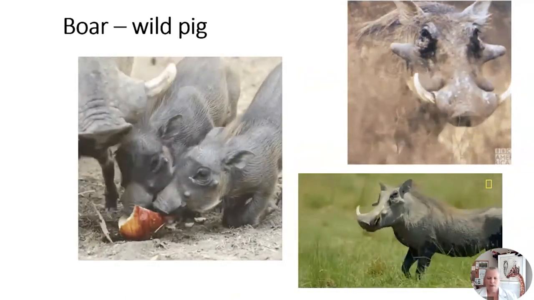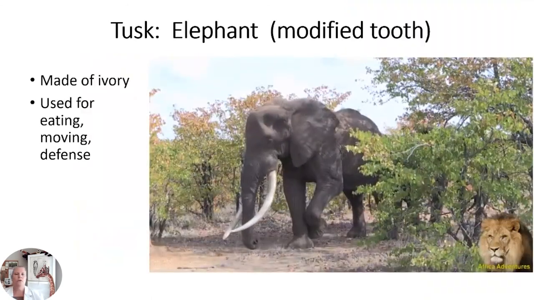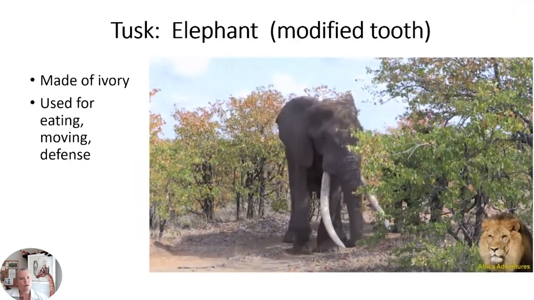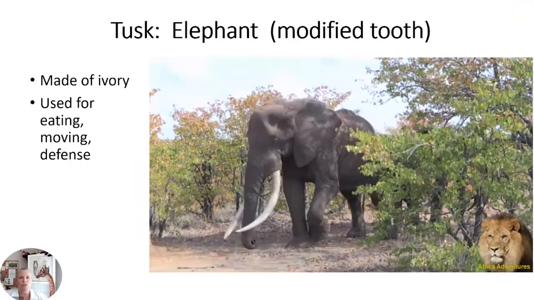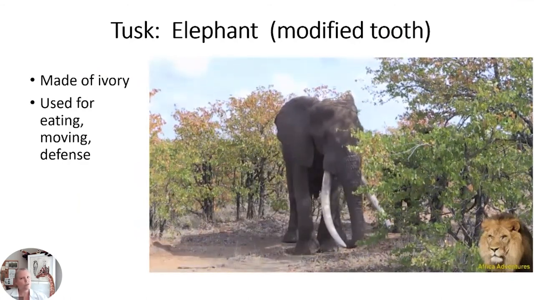All right. So again, those are special kinds of teeth. And here's our last one, the elephant with the tusks. Now look, this is a very old elephant. Its tusks are so large. Don't they look heavy? Well, they're very strong animals though.